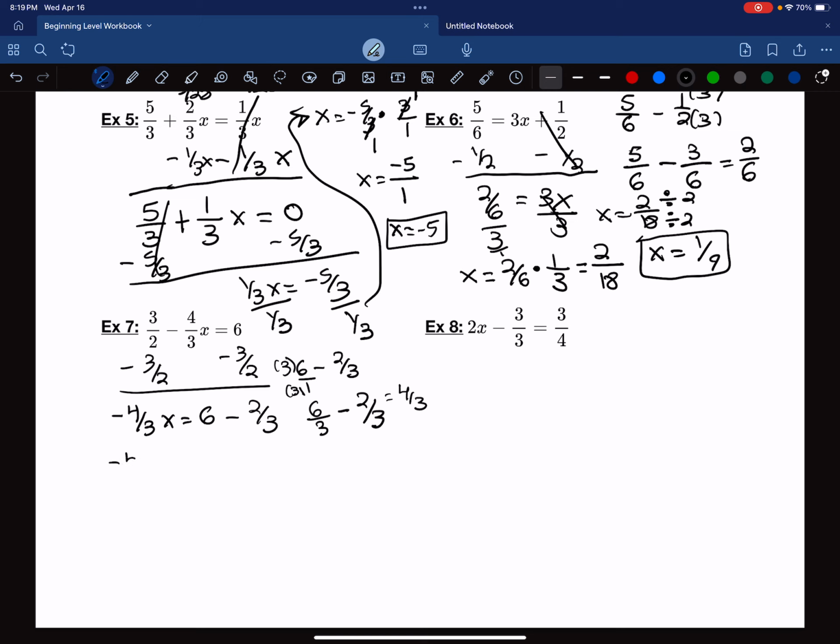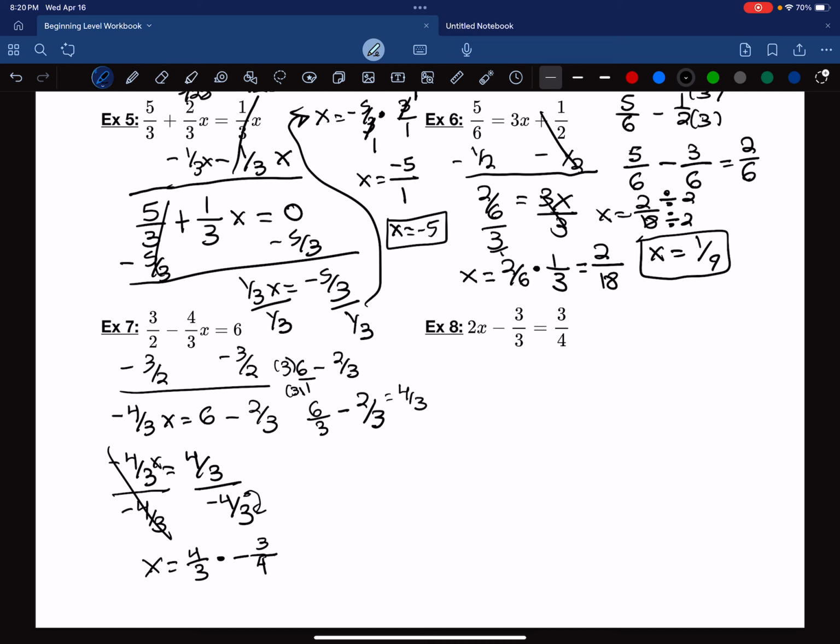So we get negative 4/3 equals 4/3 negative 4/3 x, my apologies. And then from here, we're going to divide by negative 4/3. It's going to cancel. So we get x equals 4/3. And we're going to change that division to multiplication. And then we're going to flip this fraction. So we get negative 3 over 4.